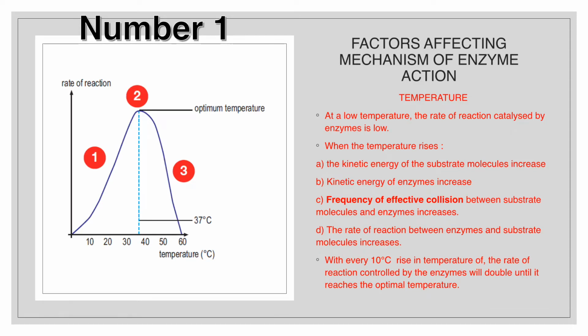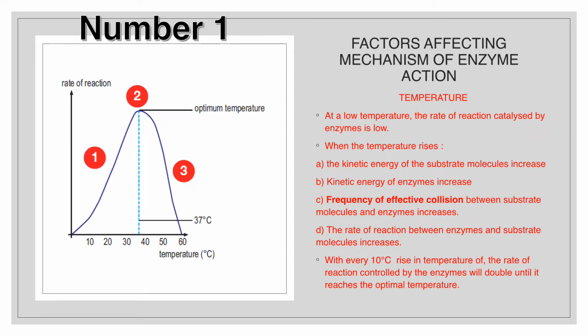Look at label 1 in the graph. It is at low temperature. At low temperature, the rate of reaction catalyzed by enzyme is also low. From the graph, you can also see that the line is slowly going up. It shows that when the temperature rises, the rate of reaction slowly rises as well.